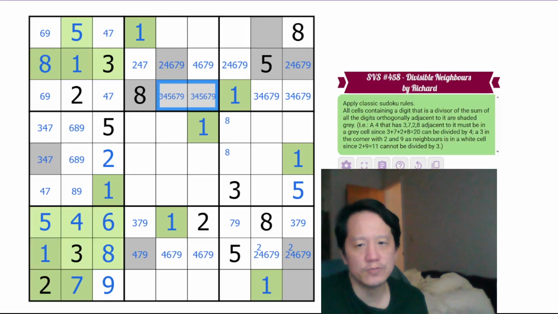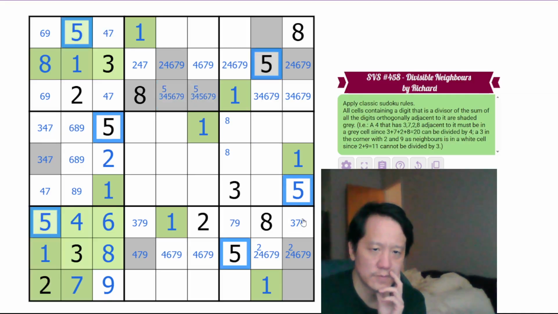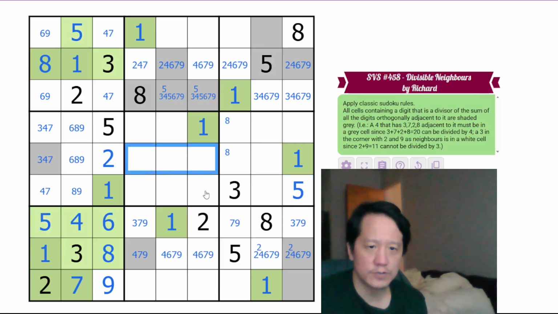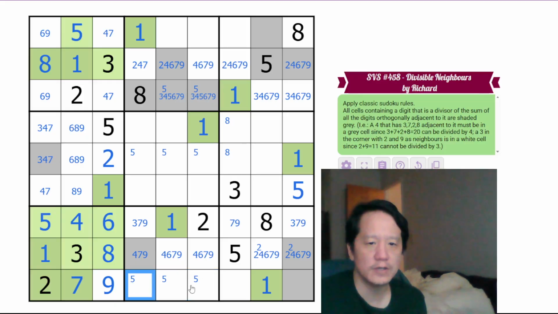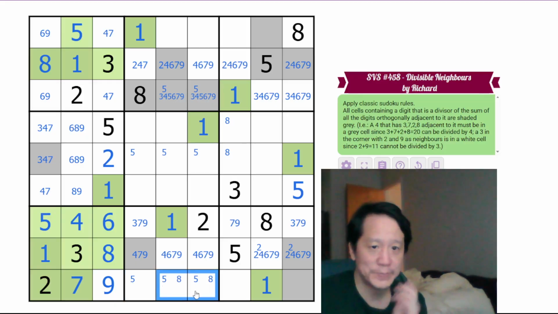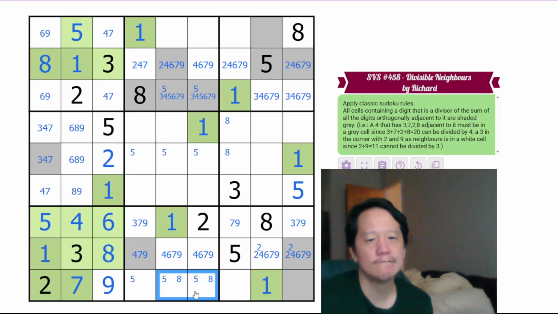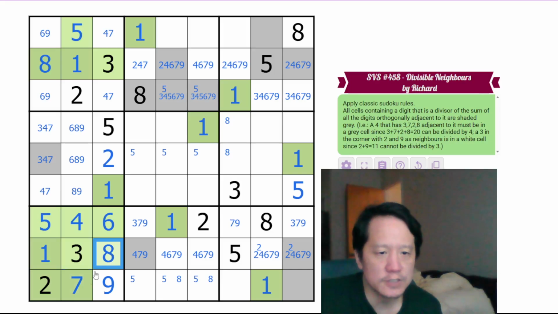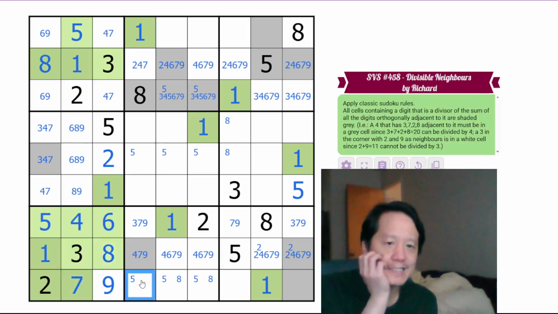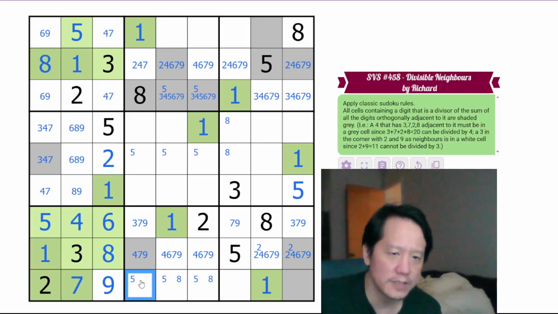5 has to be one of these two. 5 is one of these 3. 5 is one of these 3. 8 cannot be here. 8 is one of these 2. Okay. These two digits add up to 15. This cannot be 18. So that eliminates 3 here.